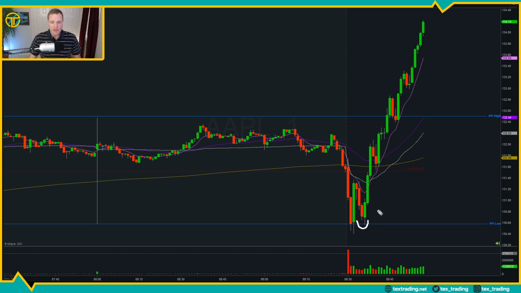If it does hold there and then it starts to rally, then I know that the odds of an opening range breakout playing out from that point is incredibly high, and that would give me a lot of conviction to go ahead and jump into the trade. So if I was trading this with options, this is what I would be looking for: an opening range breakout play after this quick opening range scalp.